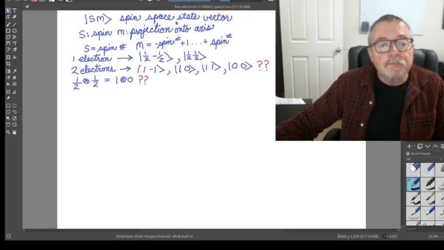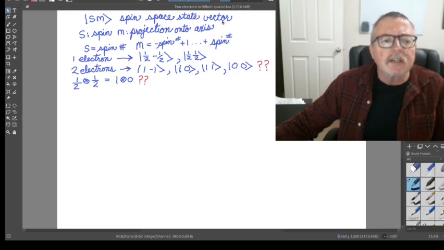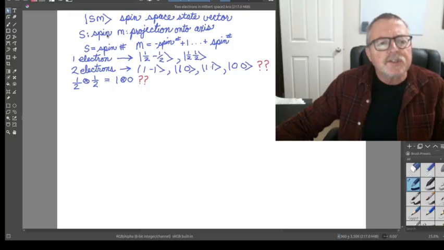the spin space state vector. Doesn't that sound fancy? Aren't you smart to know that? Well, S is the spin, M is projection onto the axis. And to get us started to understanding this, let's take one electron. What's the electron spin state? Oh, it's 1/2, of course.